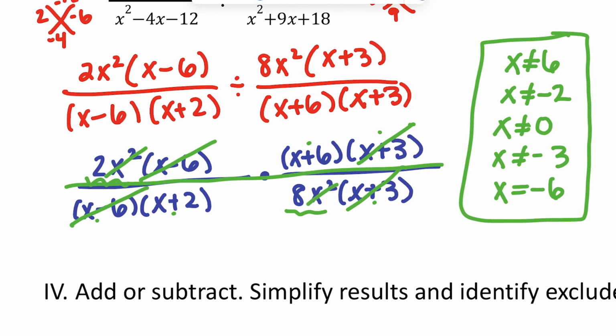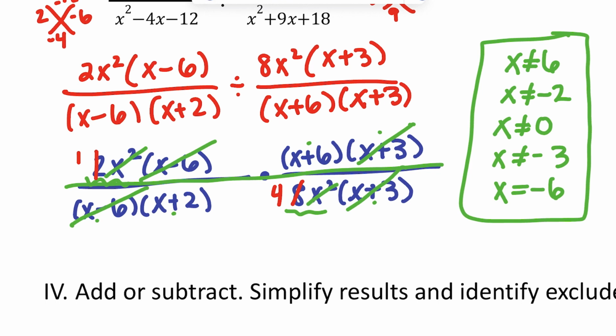But then 2 over 8, while 2 and 8 are not exactly the same, I can simplify. They both are divisible by 2. So I can divide 2 by 2 and get 1. And I can divide 8 by 2 and get 4. I can only do this because these numbers are being multiplied by x. You can only do this if there's no addition or subtraction with those numbers.